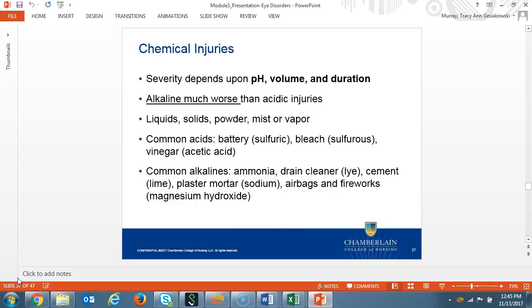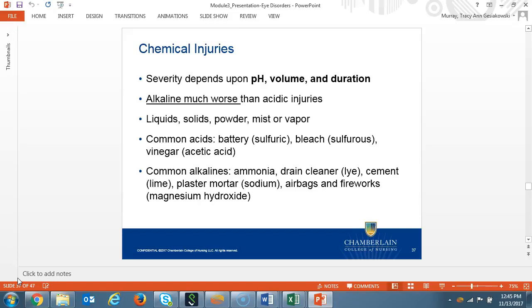Let's talk about chemical injuries now. The severity of a chemical injury depends on 3 things: the pH, the volume, and the duration of exposure. Alkaline agents are much more damaging to the eye than acids, and either can come in the form of liquid, solid, powder, mist, or vapor.